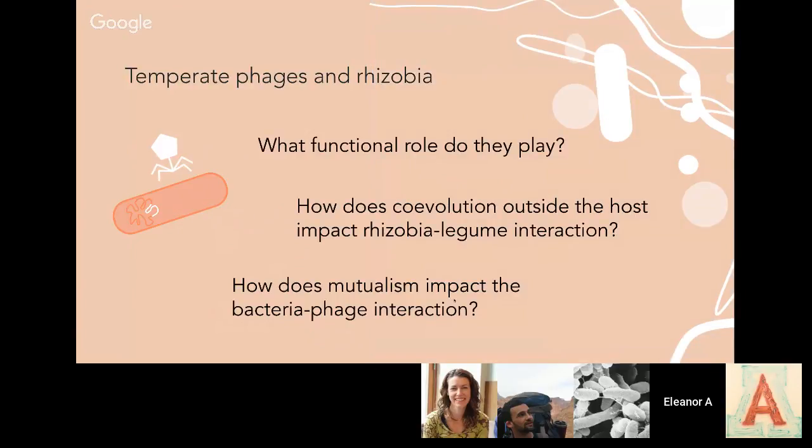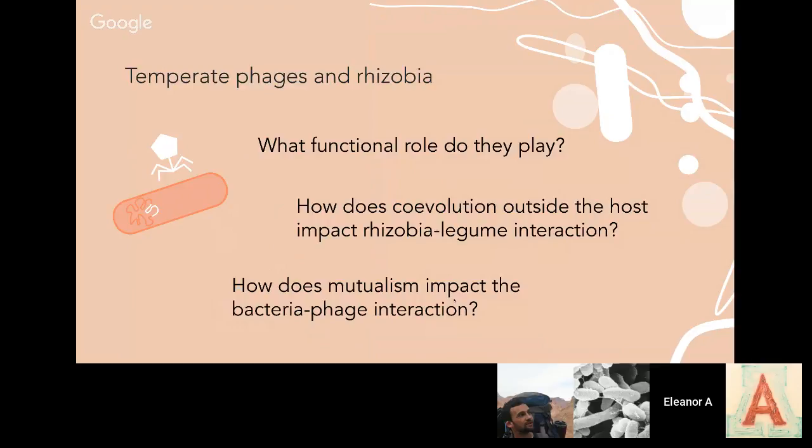fellowship then is asking a couple of questions. Firstly, what are these phages doing? We really don't know anything, or we know very little at least, about temperate phages in terrestrial environments.